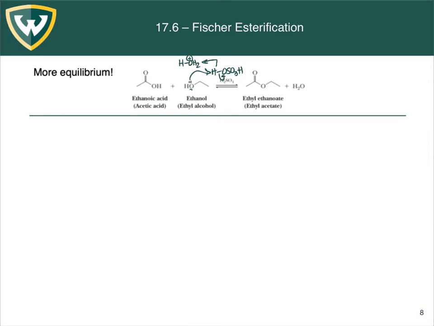So first we need to generate H3O+. Then we're going to protonate our carboxylic acid using the more basic lone pair. Make sure you're paying attention there to which one you protonate. So now we've activated our carbonyl to make it a better electrophile so that we can use the weak nucleophile, ethanol, to attack. This should look pretty familiar to you.